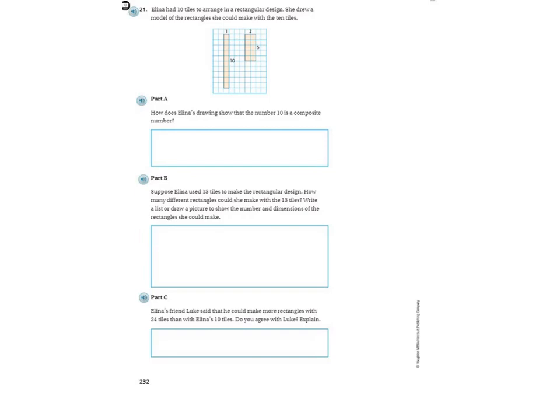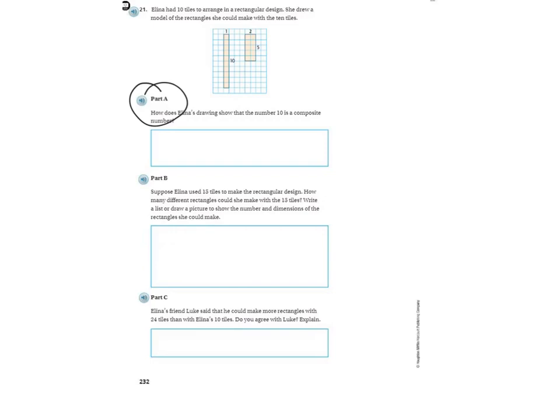All right, so we are back, page 232, and this looks like Alina, and we're at the home stretch here. Alina has 10 tiles to arrange in a rectangular design. She drew a model of the rectangle she could make with the 10 tiles. So how does Alina's drawing, looking at part A here, show that the number 10 is a composite number? So you just need to define what a composite number is.